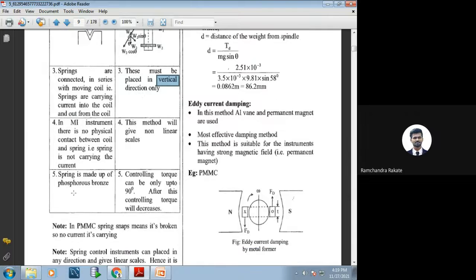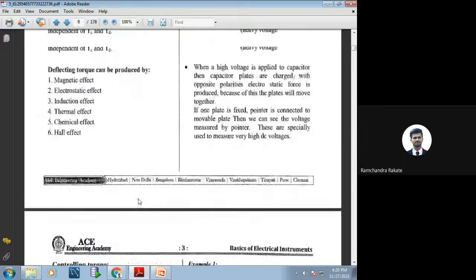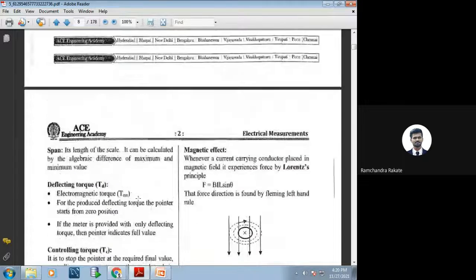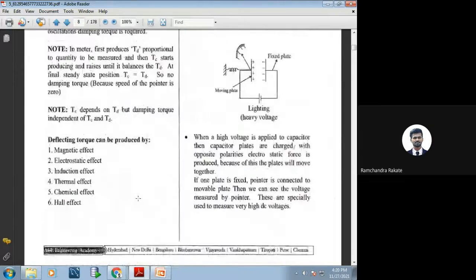And the last one is about the material: the spring is made of phosphor bronze, and in gravity control, in terms of deflection, we use the weight. So in PMMC we mostly have the spring mechanism, correct? Yes. Now let us start.